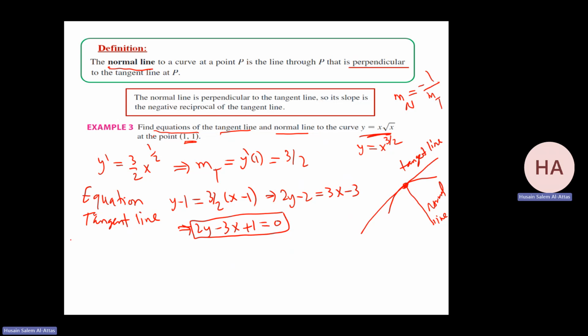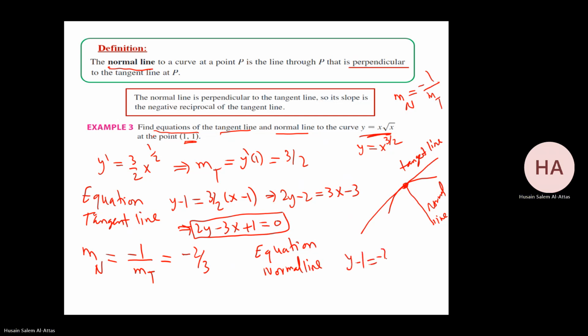So for the normal, what is the slope of the normal? It will be -1 over the slope of the tangent. So that is minus 2/3. What's the equation of the normal? The same thing. That will be y minus 1 equal -2/3 (x minus 1). Now multiply by 3, so I have 3y minus 3.